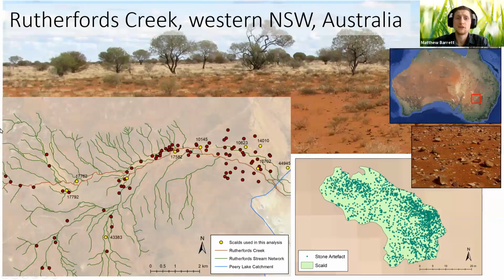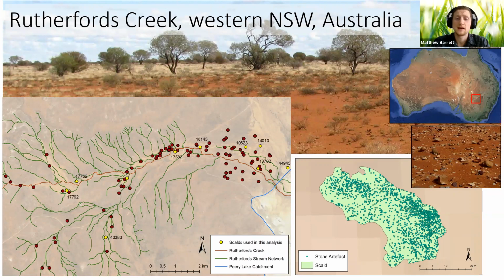So the case study is Rutherford's Creek in the late Holocene of Western New South Wales. In the semi-arid margins of the Australian continent, people had to deal with unpredictable environments and appearance of food resources. Ephemeral water sources provided important but intermittent water supplies. And people made use of chipped stone artifacts at Rutherford's Creek, manufactured predominantly from the locally abundant silcrete. Assemblages occur as continuous surface scatters of variable density.